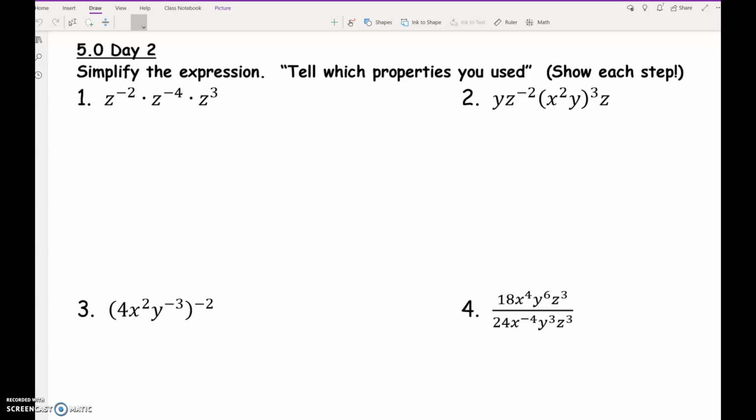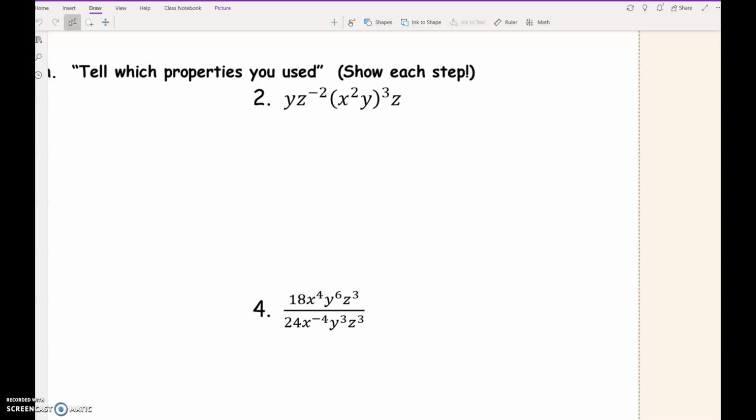Okay, today we are going to practice more with the properties that we learned yesterday. It says simplify the expression. This time we're going to have numbers and variables together. So when you see a number raised to an exponent, we are going to take the step and evaluate that. And if we need to talk about how to evaluate those, we can.